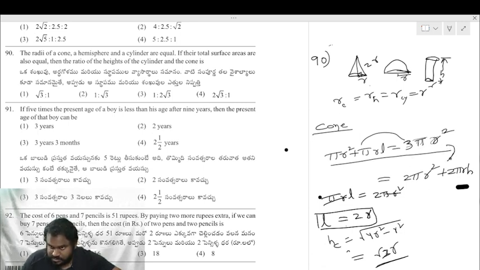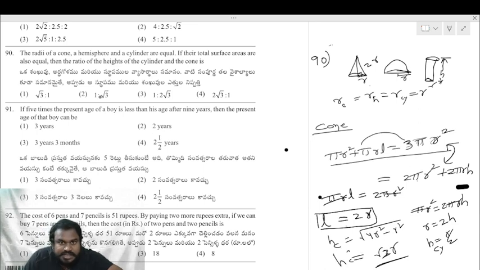The same way, I'll equate these two, this one to this one. If I equate them, 3 pi r square is there and 2 pi r square is here. So if I subtract 2 pi r square from 3 pi r square, then 1 pi r square remains. Then I can equate 2 pi r h equals to pi r square. From this pi r gets cancelled. Then r is equal to 2h, so h is equal to r by 2. So this is the cylinder height and this is cone height.